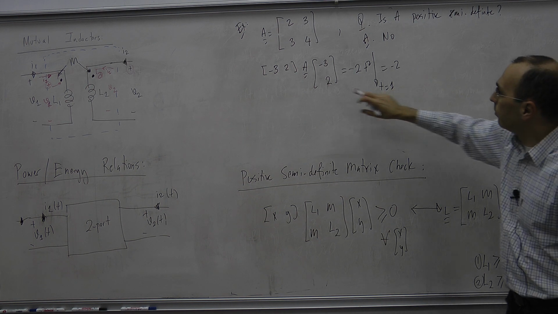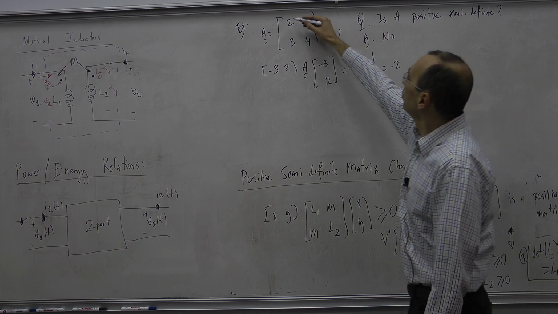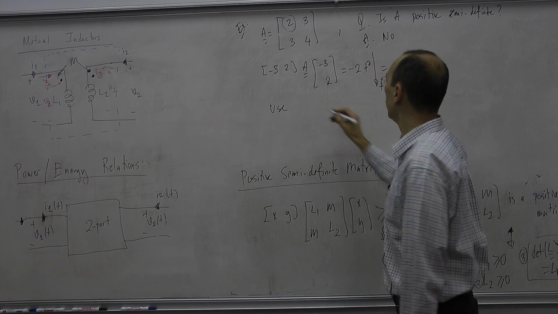So here's an example, minus 3, 2. For this one, if you multiply from left, from right, you get a negative value, so this is not positive definite. So let's apply these checks. Let's use these conditions.